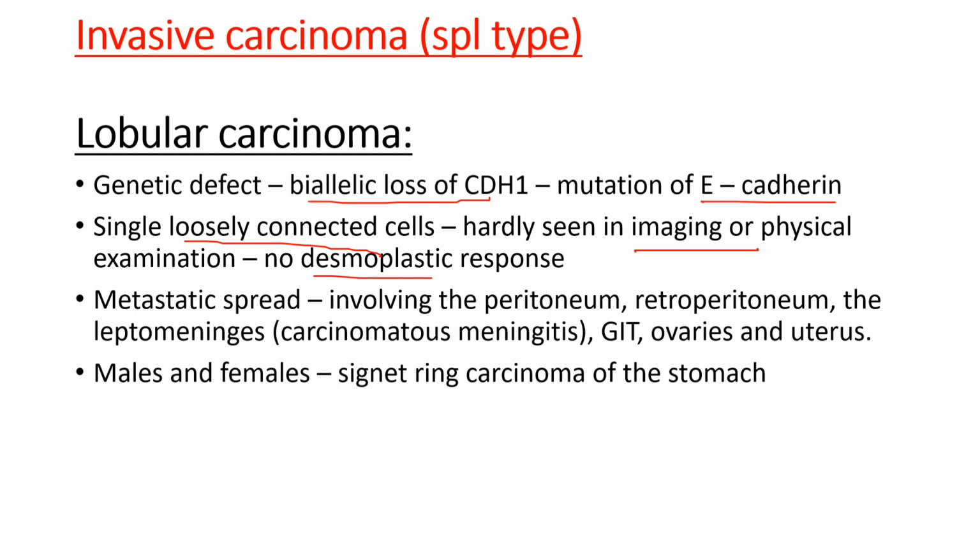Metastatic spread includes the peritoneum, retroperitoneum, and the leptomeninges, causing carcinomatous meningitis, that is, it can even spread to the brain. GI, ovarian and uterine spread are also seen. In male and female breast carcinoma, it can even spread to the stomach, causing signet ring carcinoma of the stomach.